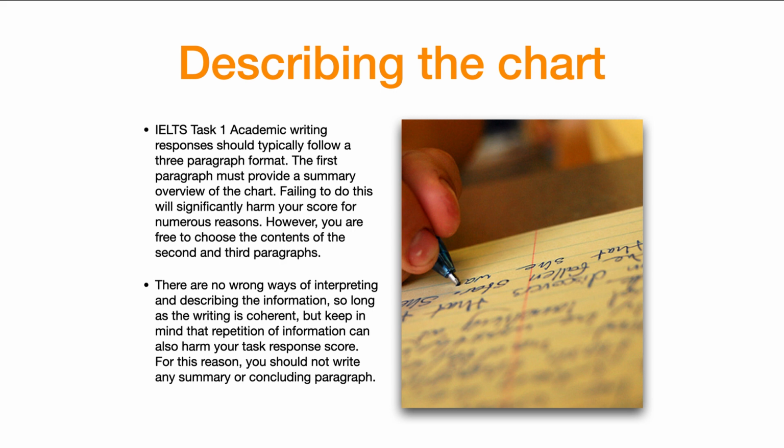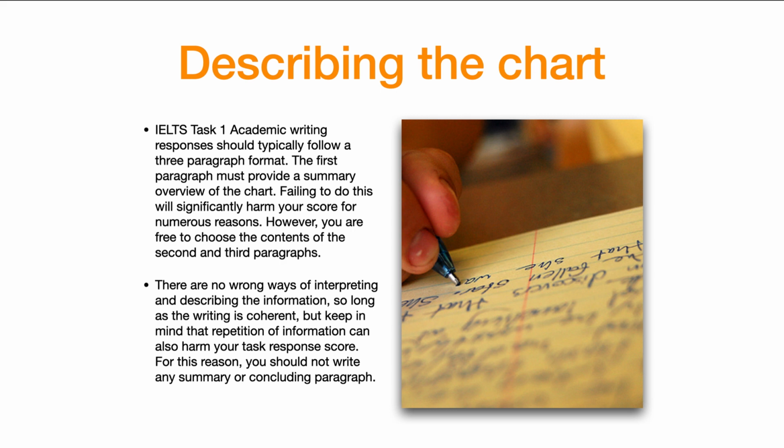Describing the chart, IELTS Task 1 academic writing responses should typically follow a 3-paragraph format. The first paragraph must provide a summary overview of the chart. Failing to do this will significantly harm your score for numerous reasons. However, you are free to choose the contents of the second and third paragraphs.